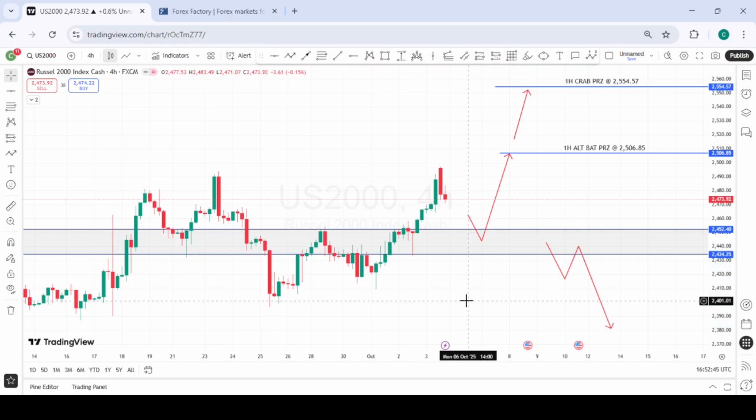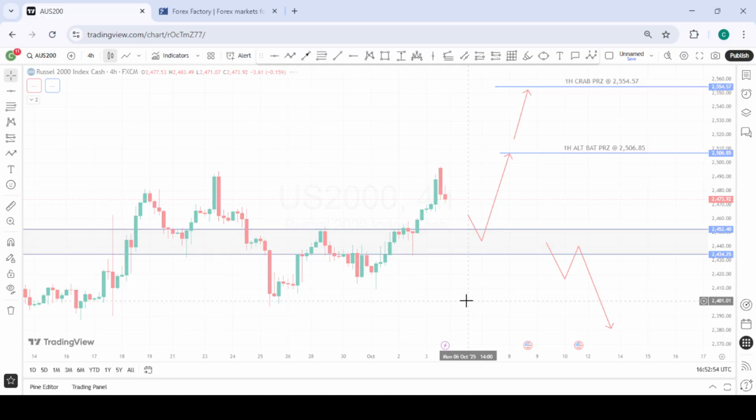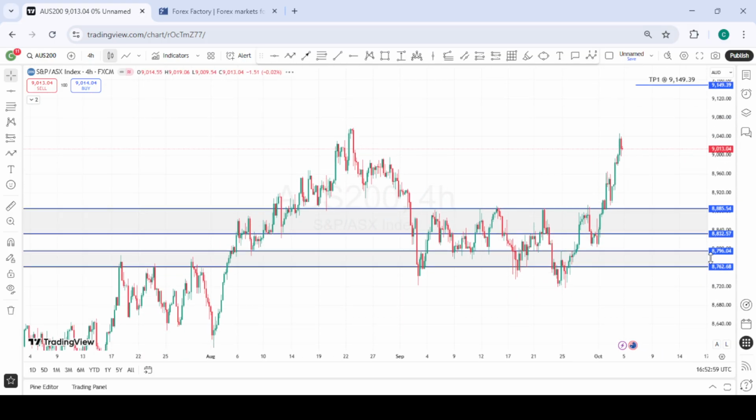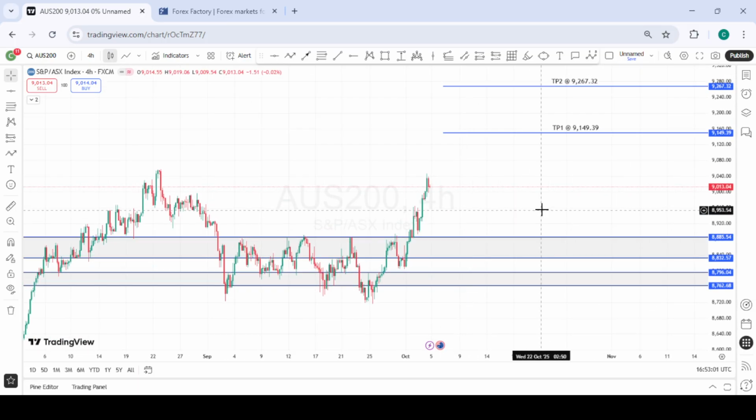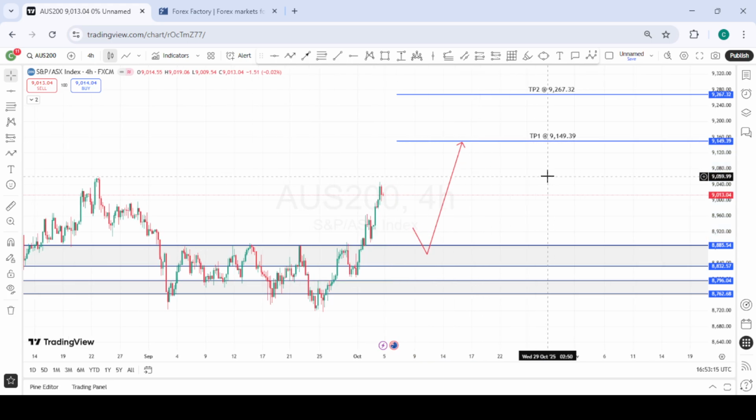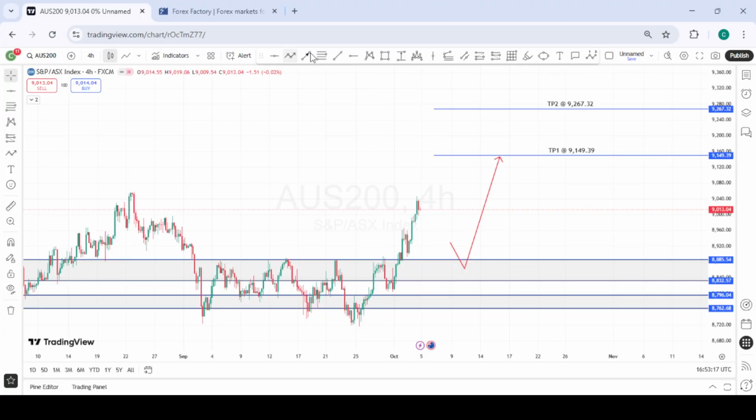So to the last pair, we have the Australian 200. For Australian 200, we are also very bullish. And for the coming week, we'll be looking forward to a possible pullback into this zone and then get buying confirmation to complete this very target we have here, or this second target.